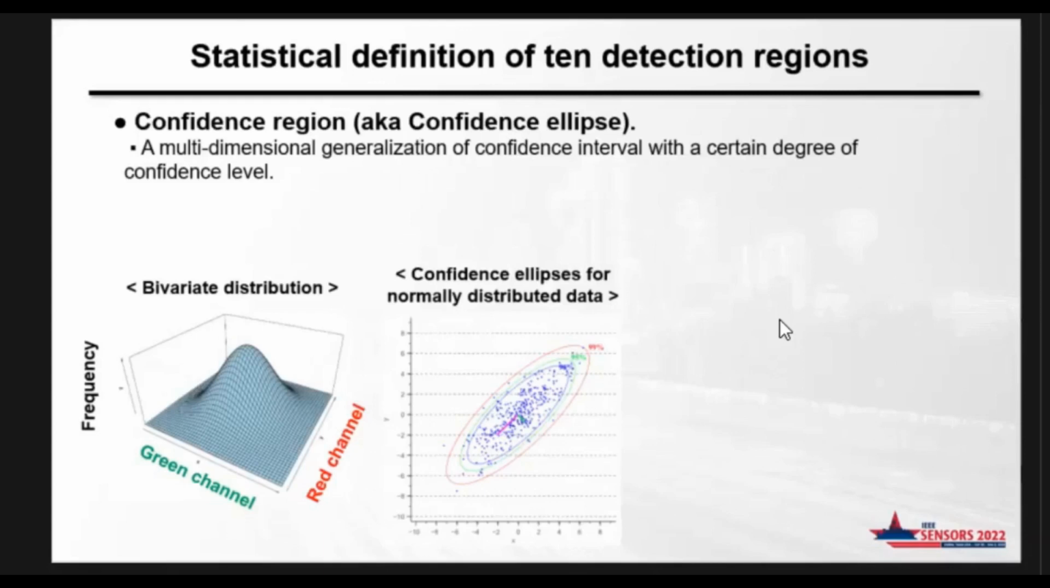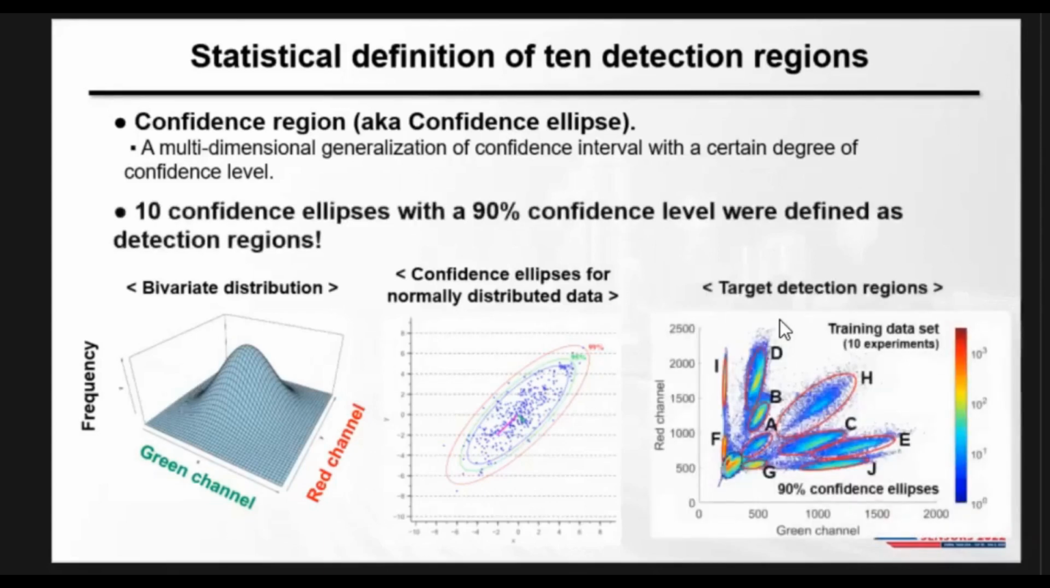So using this concept, we have generated 10 confidence ellipses with a 90% confidence level from 10 independent experiments and define them as target detection regions. So we can count the number of data points within each target detection region for target identification and quantification.